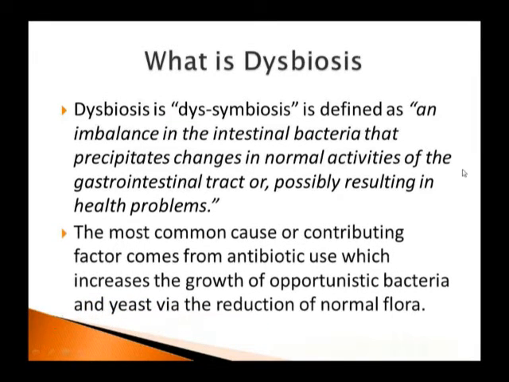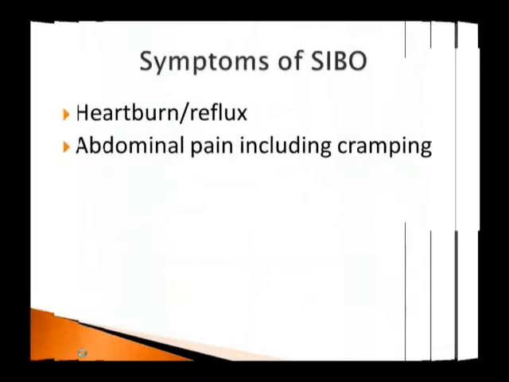And what's the most common cause of this? Well, it's antibiotic use for most people, because it's the antibiotics that tend to disrupt the normal bacteria and create a situation of opportunistic bacteria and yeast. Opportunistic bacteria, for example, would be Clostridia bacteria.